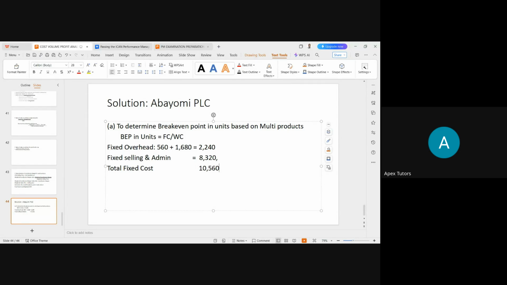10,560. Now, we need to determine our weighted contribution per unit. From the formula we presented, we said weighted contribution per unit is what? How do we determine that? How do we determine weighted contribution per unit?